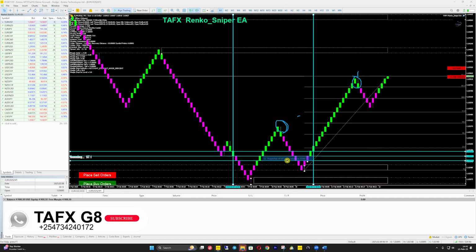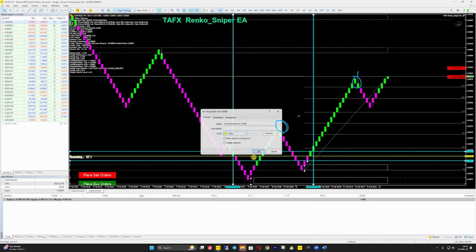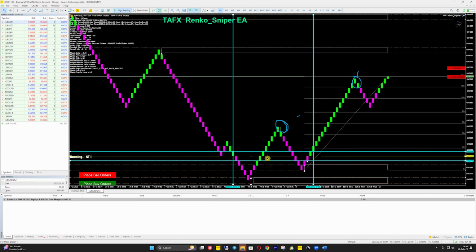All right, let me change the color of our stop loss so that you can see it correctly, guys. So our yellow here stands for stop loss. The good thing is that we want to hold for more profit, and we want to be secured.